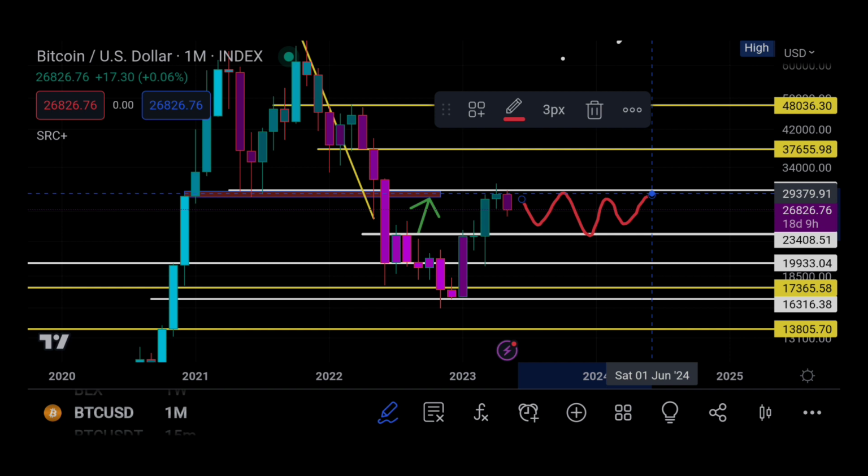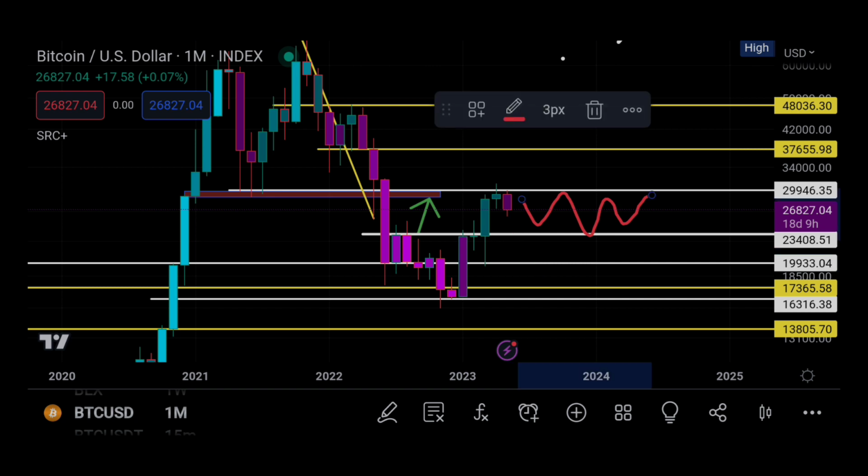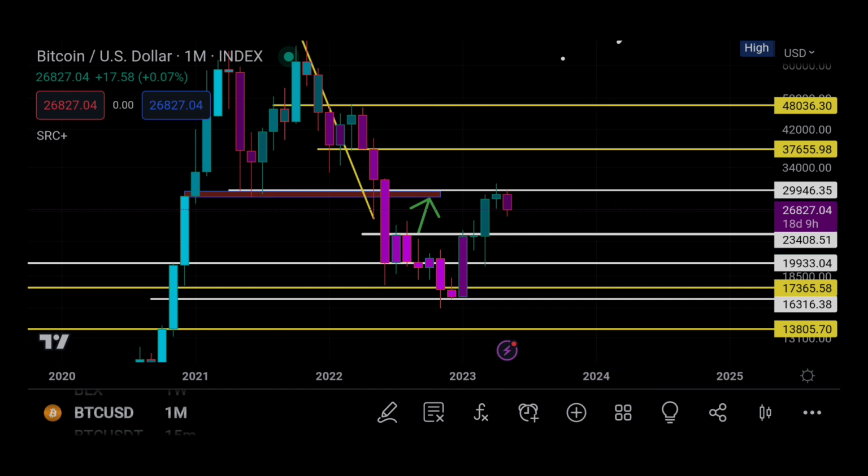The only time we need to start worrying is if we start trending down this way. I hope this makes sense. If we start trending down in that particular direction, below this 23,400, then we have to worry on a higher time frame. But on a shorter time frame, on a weekly, what I'm seeing is everything being bullish.